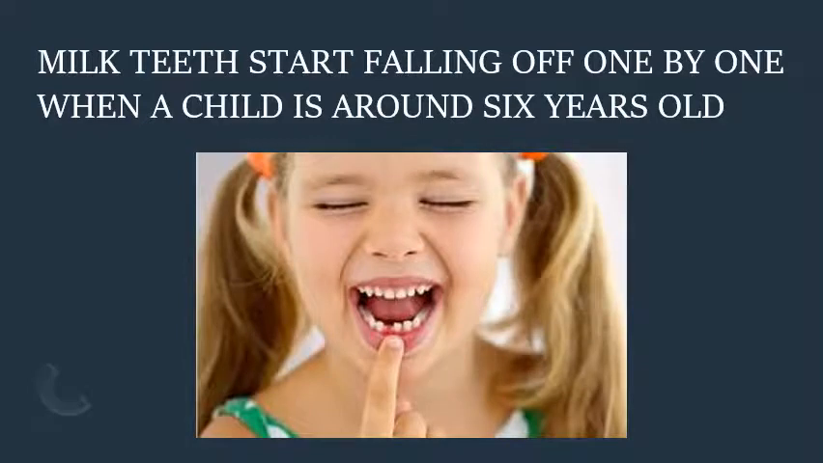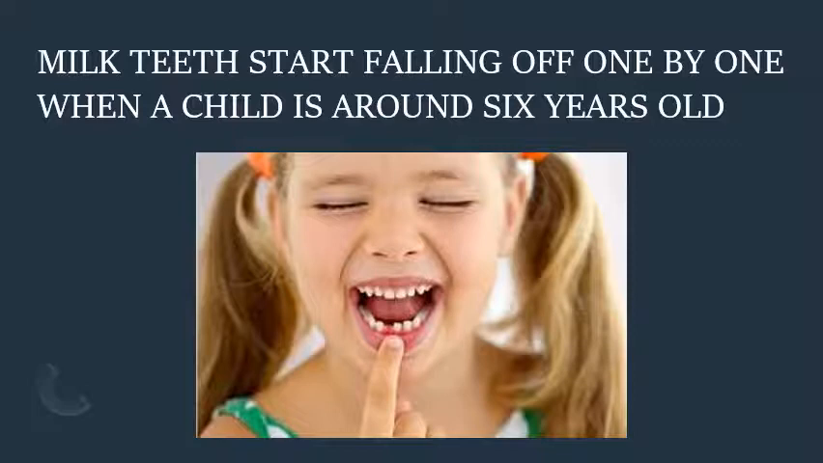Now, milk teeth start falling off one by one when the child is around 6 years old. Now, you are all around 5 or you might be around 6, right? So from this year and the next year, all your teeth will start falling off and new teeth will start growing. That is why the teeth that you have now are called temporary teeth. They are not permanent. They are only there for 6 years. One by one, they will start falling and new teeth will come in their place.